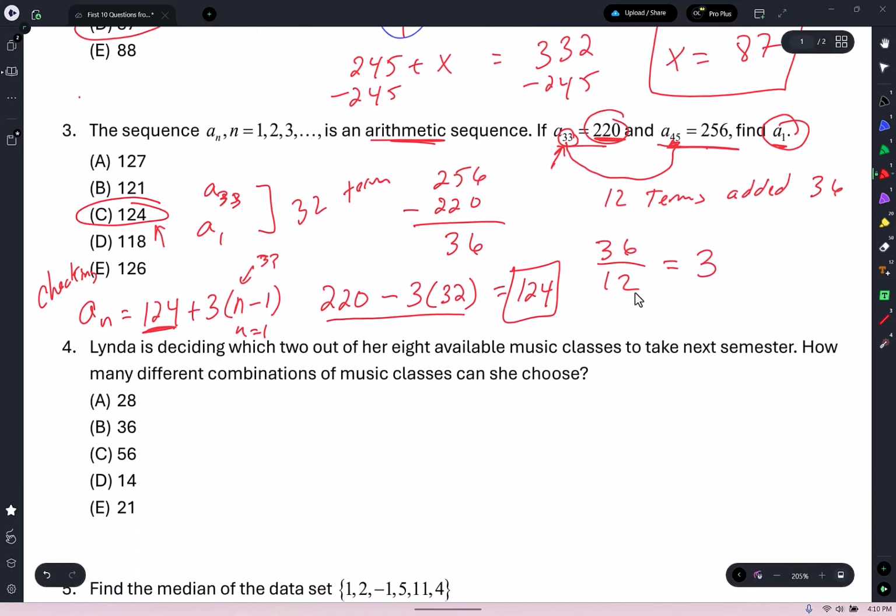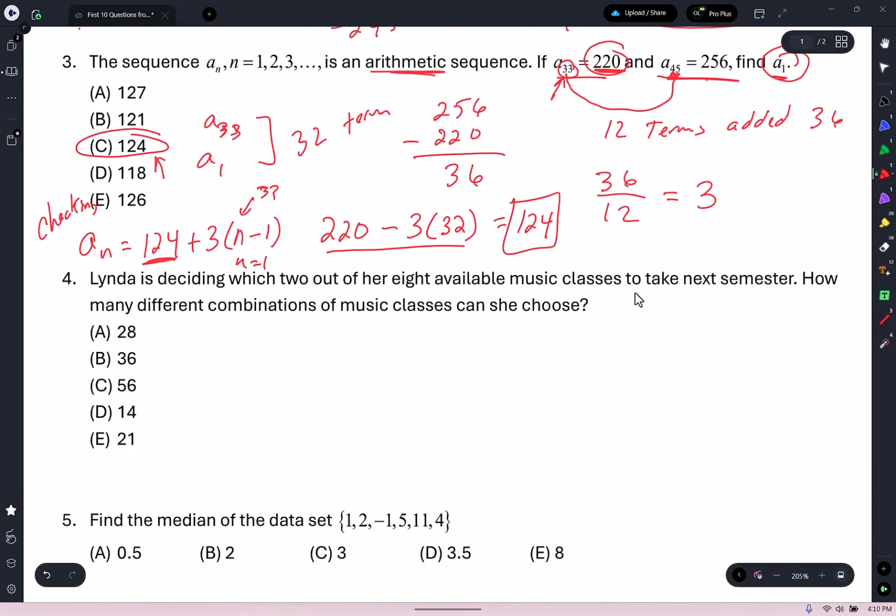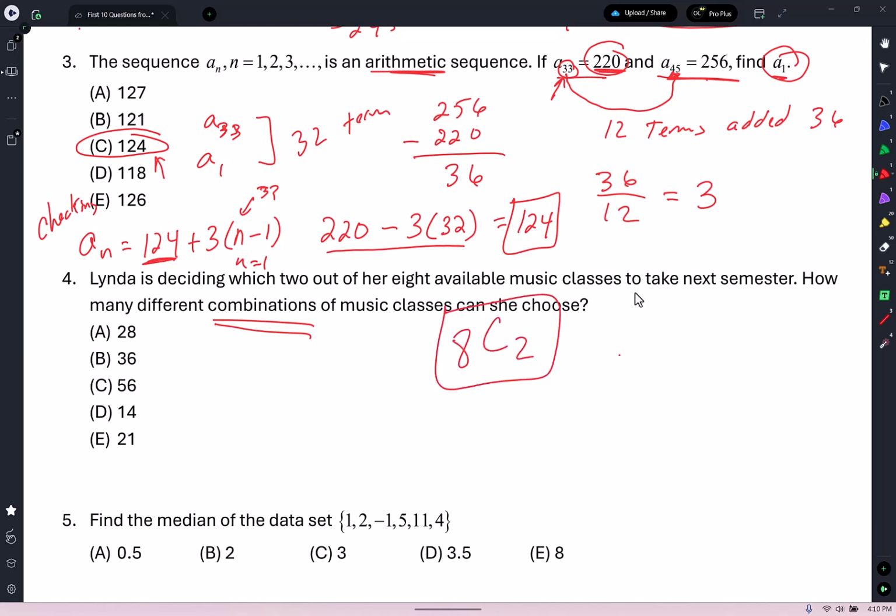Okay. Question number 4, guys. It says, Linda is deciding which 2 of her 8 available music classes to take next semester. How many different combinations, underline the word combination, of music classes can she choose? All right. From 8, choose 2. Have you ever seen this symbol? It's a stats symbol. It's a combination symbol. There's also permutation. This is combination.